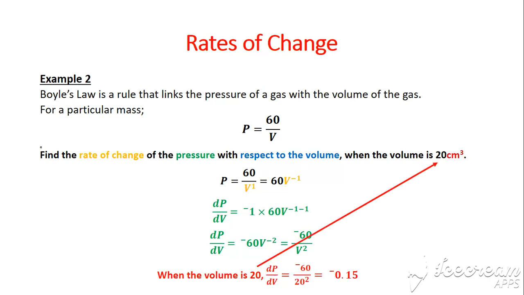Now we were asked to work out what is the rate when the volume is 20, so we're going to substitute 20 in and get -60 divided by 20 squared, which gives us -0.15.